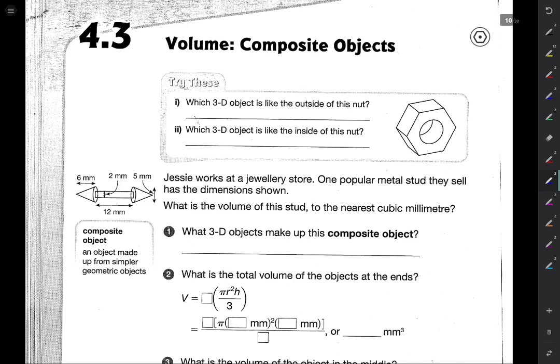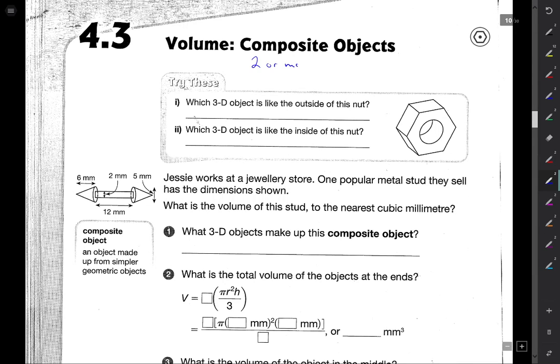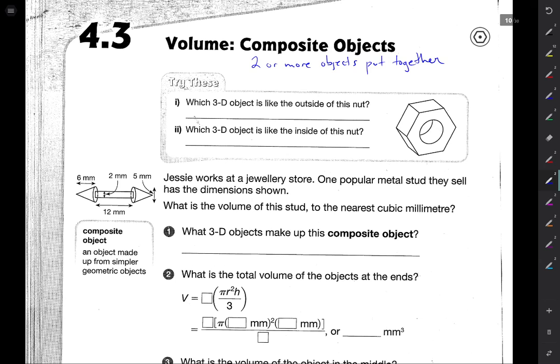Now we're going to be looking at the volume of composite objects. What the word composite means is two or more objects put together. So in order to find the volume of those, we'll need to find the volume of all the objects and then add them together.